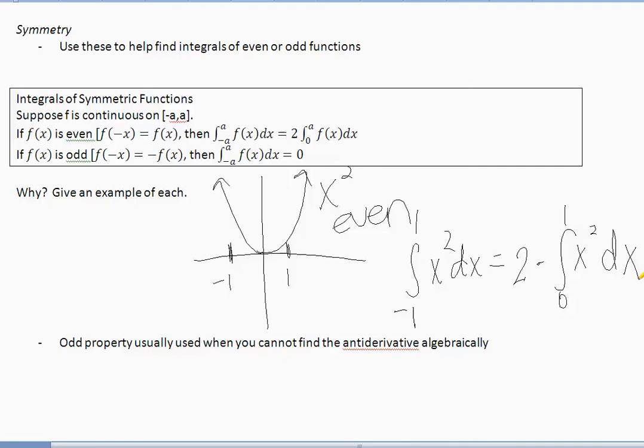And for an odd function, if I go from negative a to a, I'm going to get 0. I've already talked about this. Think about x cubed. If I'm symmetric over the origin, half is going to be above the x-axis, half is going to be below. They're going to cancel each other out. As long as you're going, say, from negative 3 to 3 or negative 2 to 2, then my answer is going to be 0 if the function is odd. Should make sense.